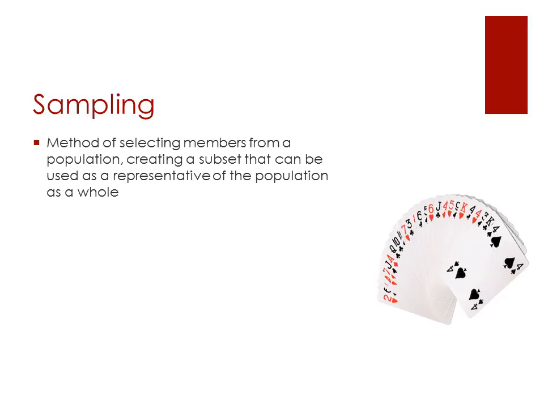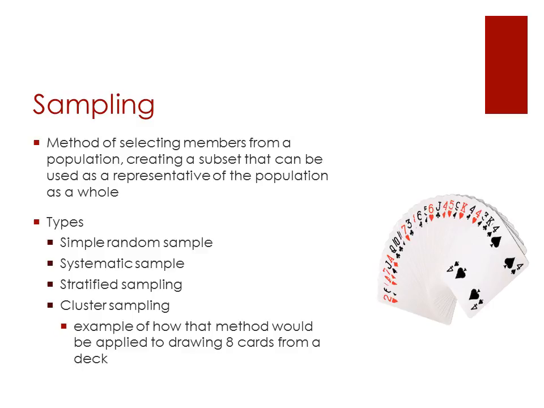In this section, we're going to be taking a closer look at various types of sampling. Now, sampling is a method of selecting members from a population and creating a subset that can then be used as representative of the population as a whole. So, there's several different types of sampling we can look at: simple random sampling, systematic sampling, stratified sampling, and cluster sampling.